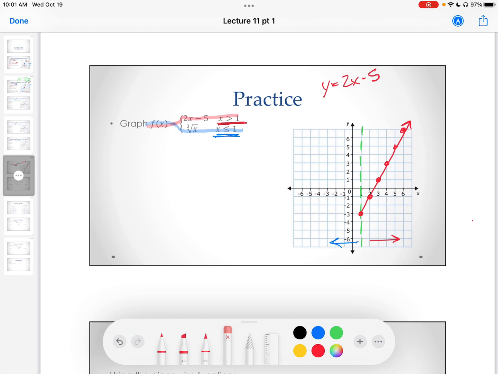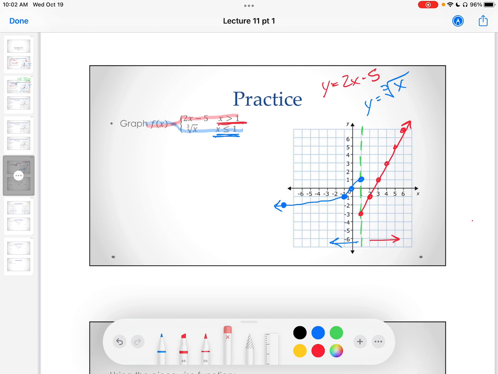Your next one that you have here is your blue function, which is f of x equals the cubed root of x, which we know is y equals the cubed root of x. So back to your parent function: 0, 0, 1, 1. It is not 4, 2, because we don't know what the cubed root of 4 is. It is 8, 2. Negative 1, because you can take the cubed root of a negative number. And then negative 8, negative 2. And again, we already know this is only going to be on the left side of your split point.